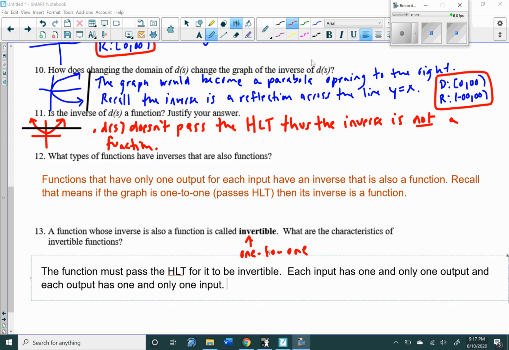So this is what we just said. Again, the function must pass the horizontal line test to be invertible. Remember, for something to be a function, it has to pass the vertical line test. Each input has to have one and only one output. And for the inverse to be a function, each output has to have one and only one input. That's just the definitions we used the other day. And remember, that means that if our function is one-to-one, then the inverse is a function. So that is the terminology that we use.